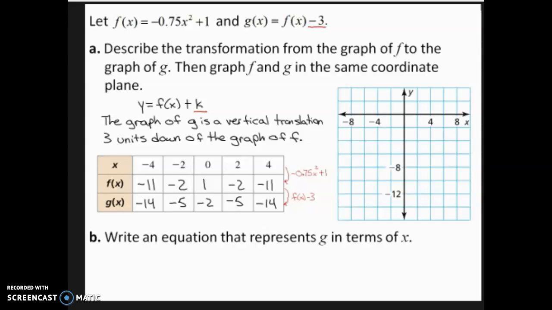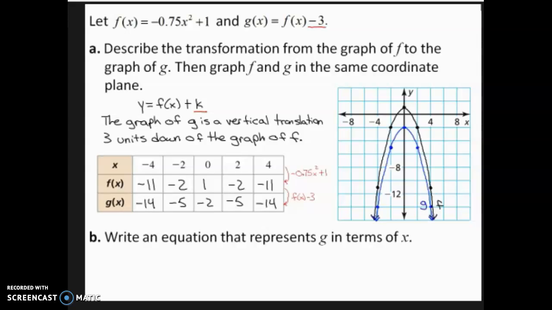To graph the function f, plot the ordered pairs (negative 4, negative 11), (negative 2, negative 2), (0, 1), (2, negative 2), and (4, negative 11). Then draw a smooth curve through the points. To graph the function g, plot the ordered pairs (negative 4, negative 14), (negative 2, negative 5), (0, negative 2), (2, negative 5), and (4, negative 14). Then draw a smooth curve through the points.